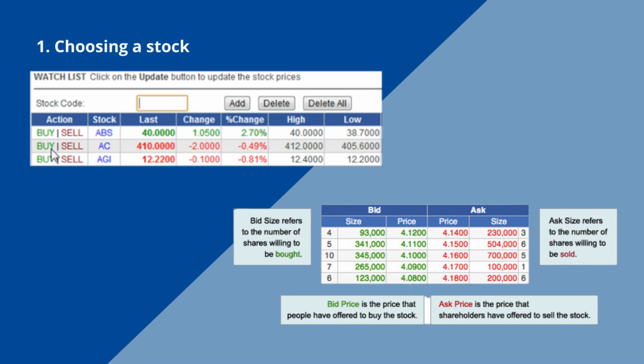When you're choosing a stock, usually there are numbers here like bid size and ask size. Bid size refers to the number of shares willing to be bought, and ask size refers to the number of shares willing to be sold. Bid price is the price that people have offered to buy the stock, and ask price is the price that shareholders have offered to sell the stock. Basically, these four numbers are what move the market up or down.